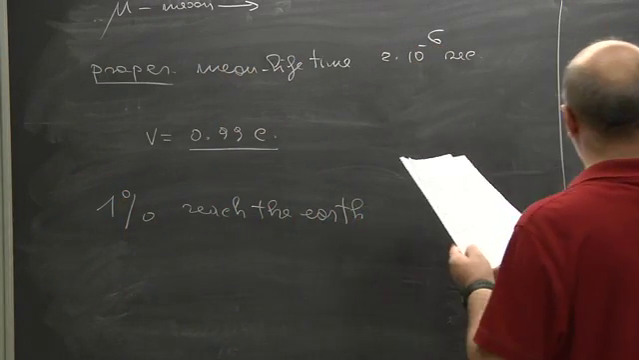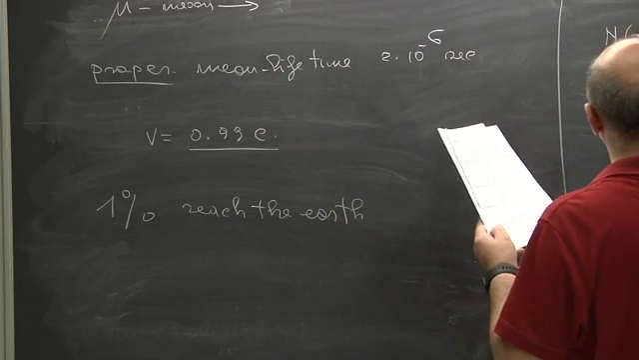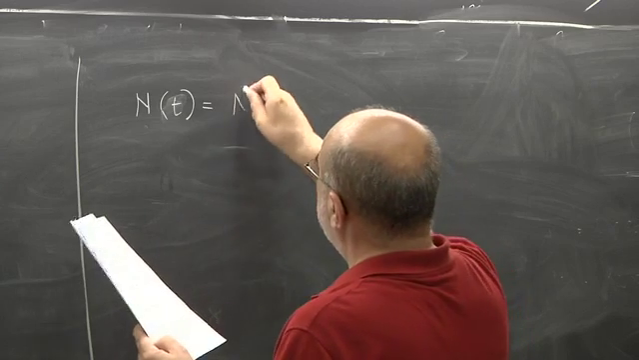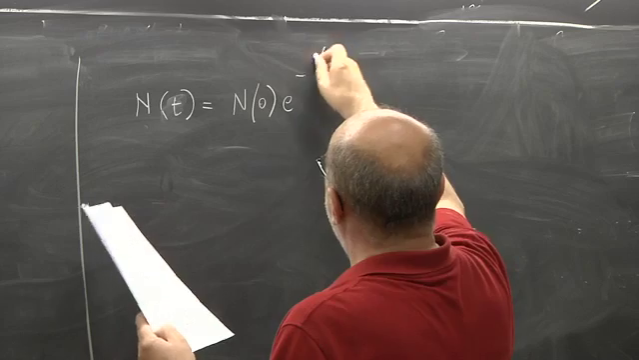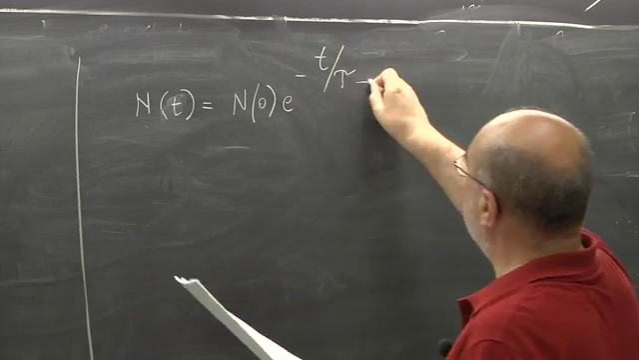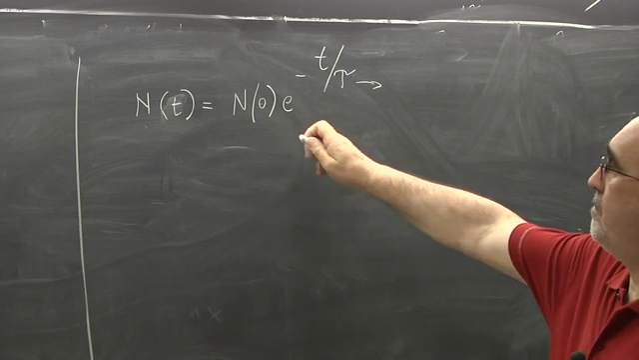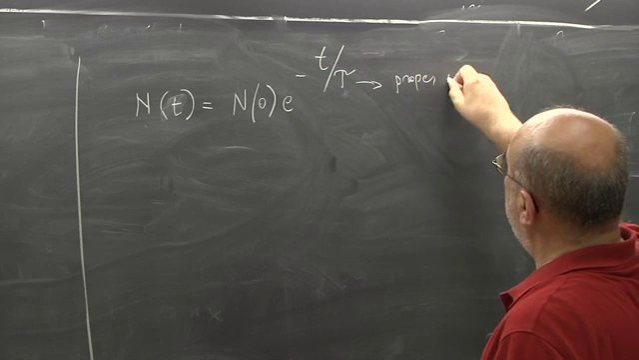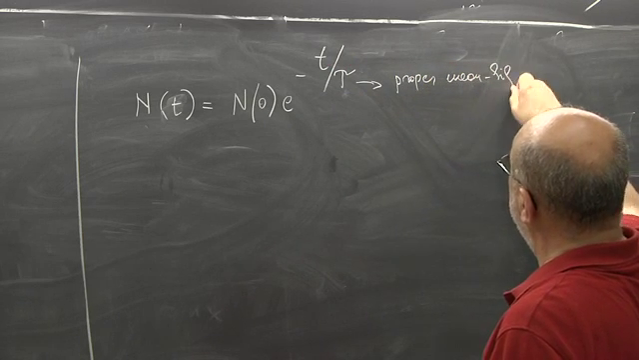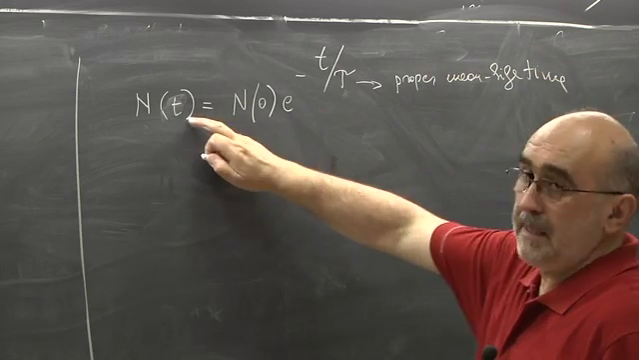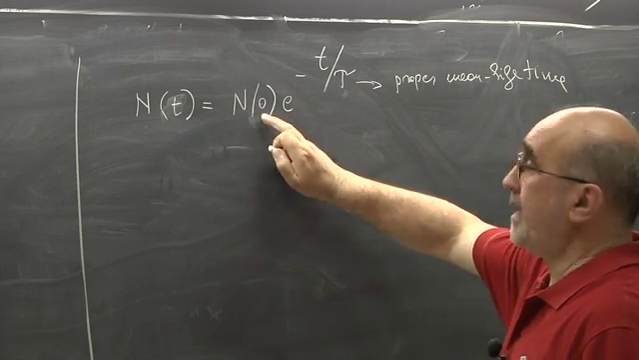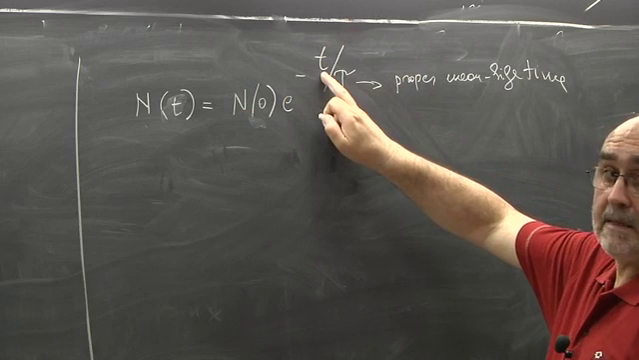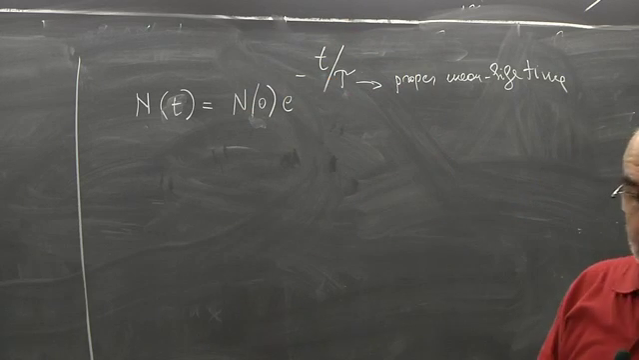Well, first of all, we should remember the law of decay. If N is the number of particles at time t, and N0 is the number of particles at time 0, the usual law of decay of an unstable particle is this famous exponential, where tau is the proper mean lifetime. So if N0 is the number of particles at time 0, at time t the number of particles is given by this formula, where t is the time and tau is the proper mean life.